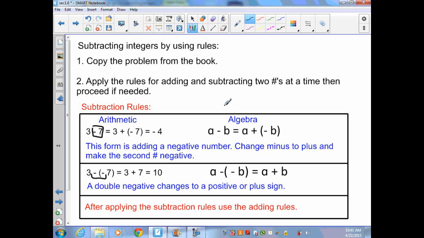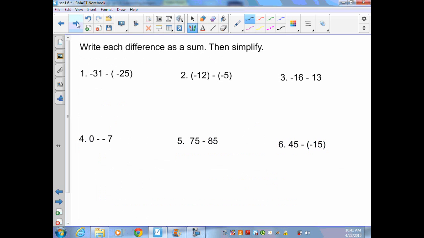Once I have applied these rules, what I'm going to do is apply the rules for addition. So let's proceed and look at some examples. What I would do now is make sure I copy these rules down so you have them with you as you go through the problems on my examples and on your assignment. Let's take a look at some examples.